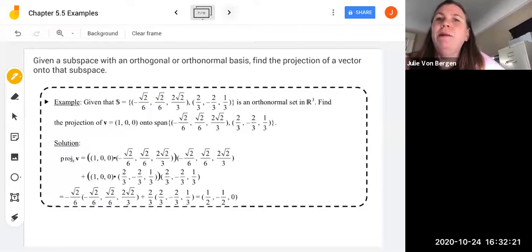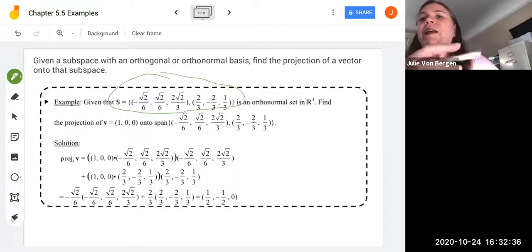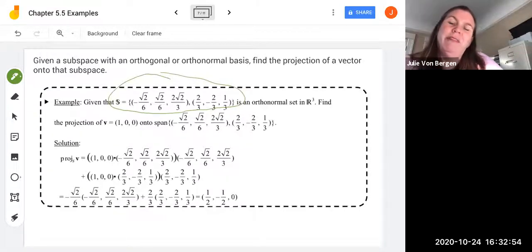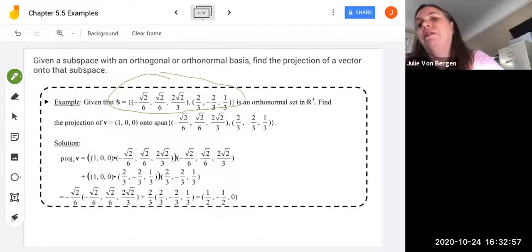Okay, so now we're going to take a look at an example where we are given a subspace with an orthogonal or orthonormal basis, and find the projection of a vector onto that subspace. All right, so we are given that S equals, these two vectors are an orthonormal set in R3. Our first vector is negative root 2 over 6, root 2 over 6, and 2 root 2 over 3. And our second vector is 2/3, negative 2/3, and 1/3. And then we are going to find the projection of V, where V is what we think of as the i vector, or 1, 0, 0, the first of the standard basis vectors in R3, onto the span of these two vectors. So here's our solution.